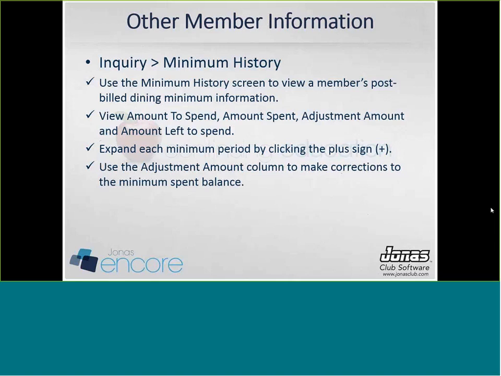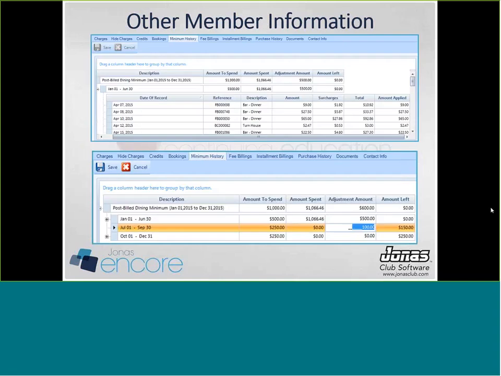There's also a tab for minimum history that will show you information for unused minimums. Where a member has a certain amount to spend, whatever they don't spend, they are billed. So you can use this to see their post-bill dining minimum information, amount to spend. You could make adjustments. You can expand each period of that minimum by clicking the plus sign and use the adjustment column to make an adjustment.